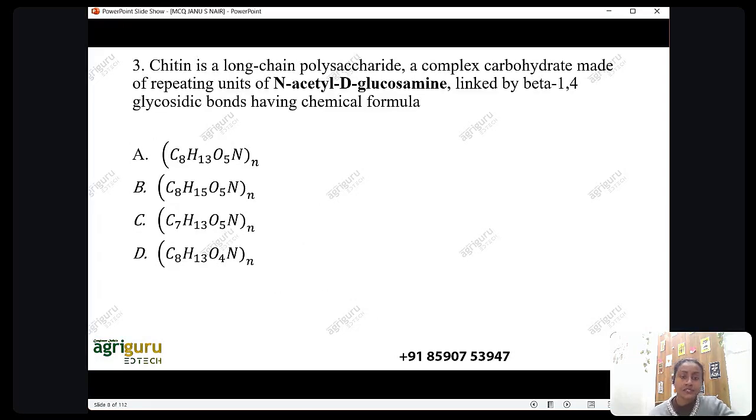Coming to the next one, chitin is a long chain polysaccharide, a complex carbohydrate made of repeating units of N-acetyl D-glucosamine. It is linked by beta 1,4 glucosidic bonds. And what is the chemical formula?